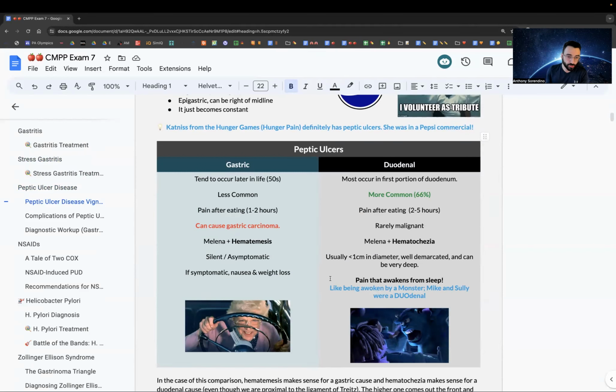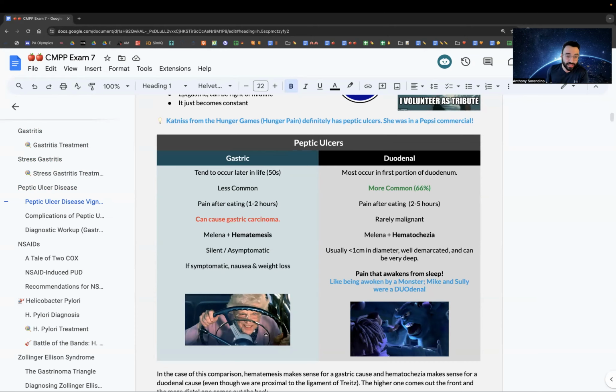Okay, gastric ulcers tend to occur later in life, from the 50s on. That's why I have this woman here. It is less common, and I think of that because less common, like more rare, it has a higher incidence of cancer. Okay, so the gastric can cause gastric carcinoma.